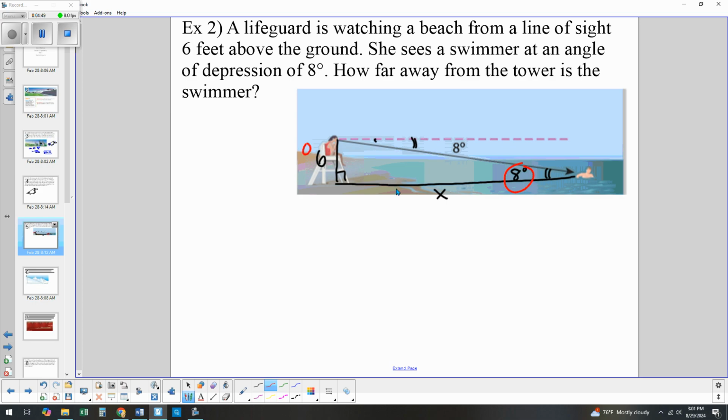So we have O and A, which is again tangent. Again, the variable's on the bottom, so x will be 6 divided by the tangent of 8, and I get 42.69. They didn't specify, let's say 42.7 feet.